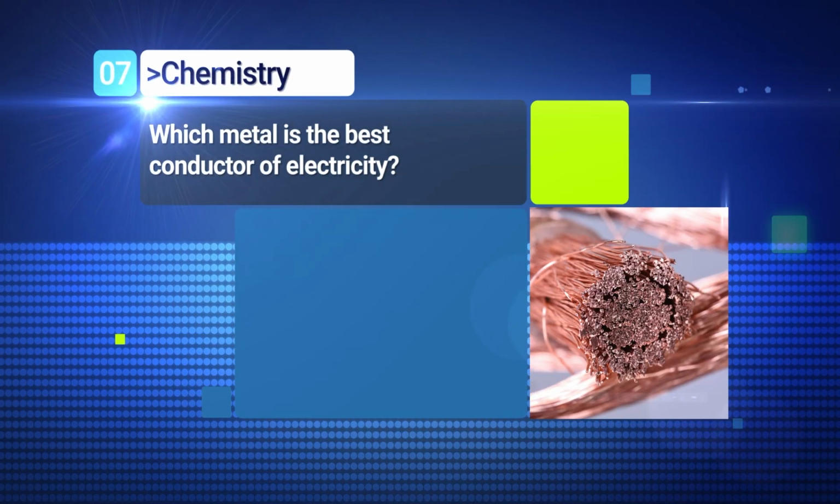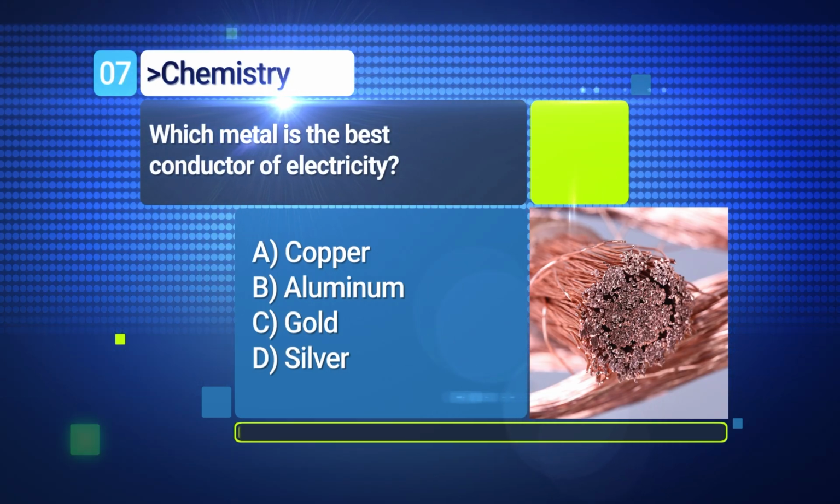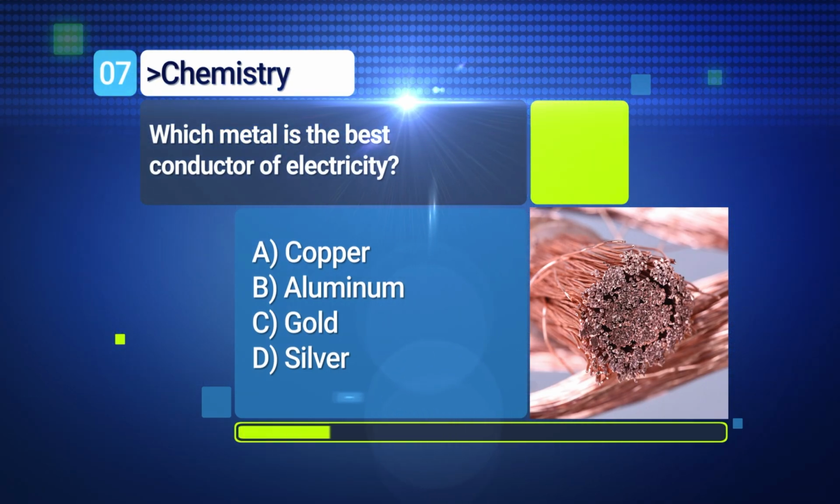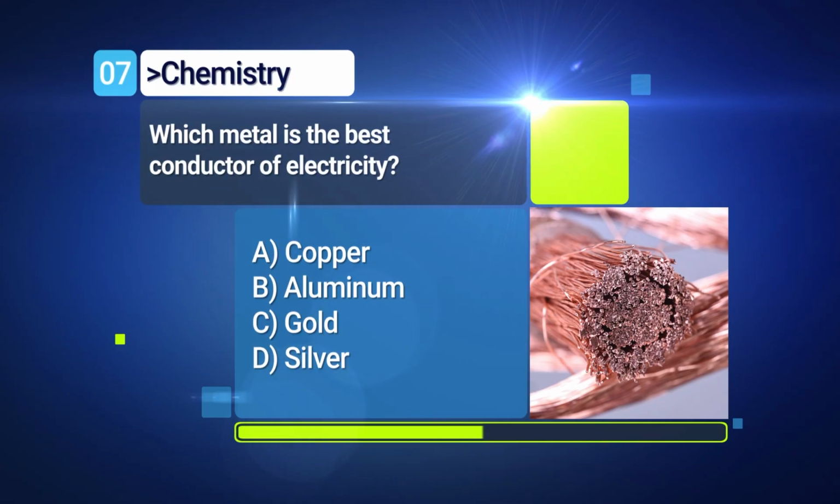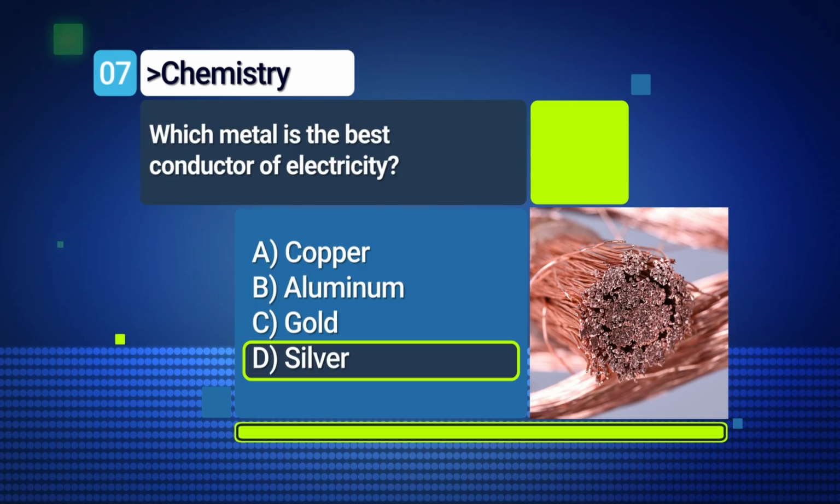Question 7. Which metal is the best conductor of electricity? A. Copper. B. Aluminum. C. Gold. D. Silver. Answer: D. Silver.